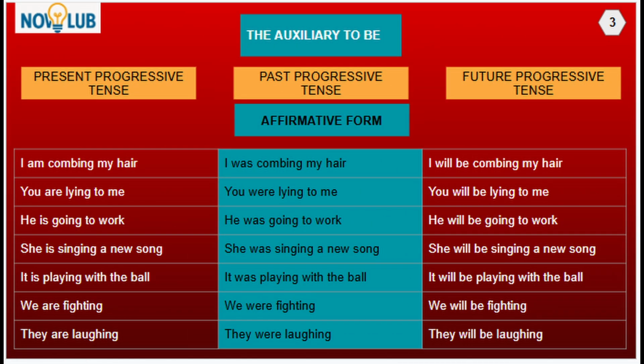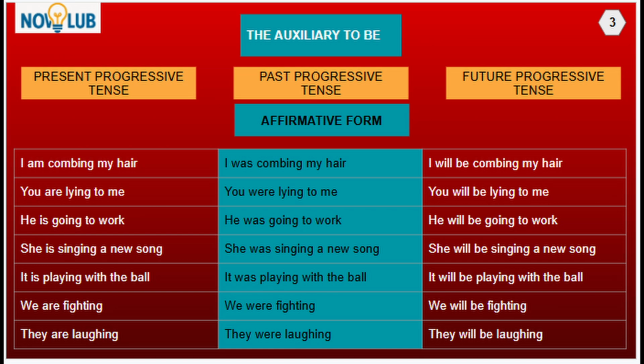Auxiliary to be: present progressive tense, past progressive tense, and future progressive tense, and all these are in affirmative form. In present progressive tense, we shall say, "I am combing my hair." For example, "I comb my hair." Progressive, we say, "I am." This "am" here is the auxiliary to be: "combing my hair."